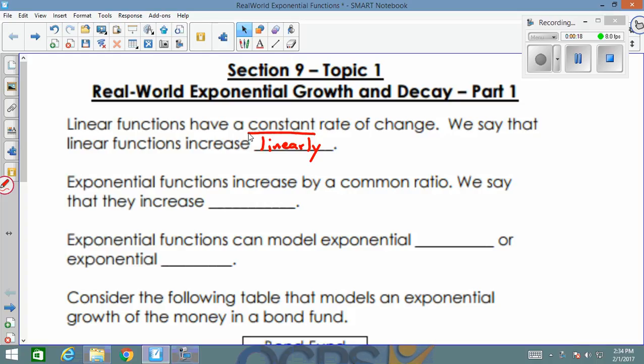Today we're going to talk about exponential functions. An exponential function increases by a common ratio. These increase exponentially, so they are not going to be a straight line. They are going to be more of a curve-like feature. Exponential functions can be modified by exponential growth or exponential decay. Growth means they're going up, whereas decay means they are going down.